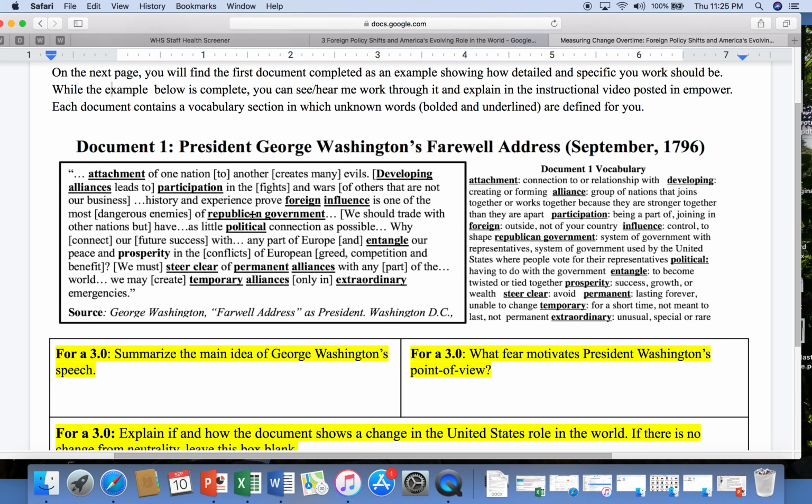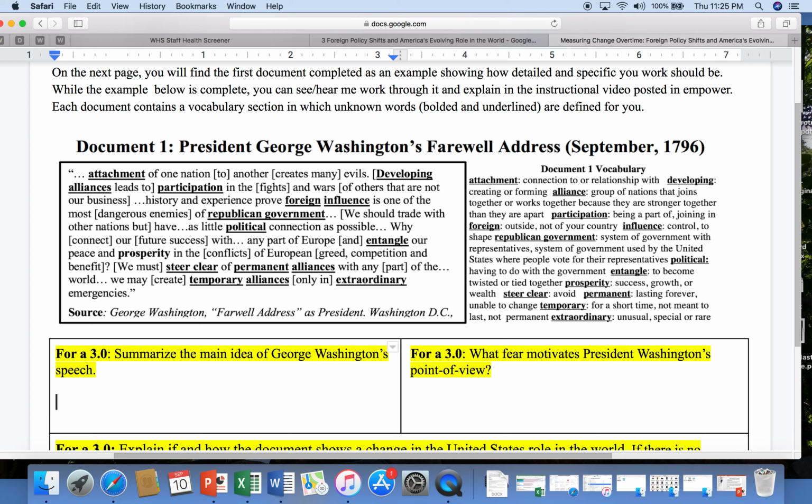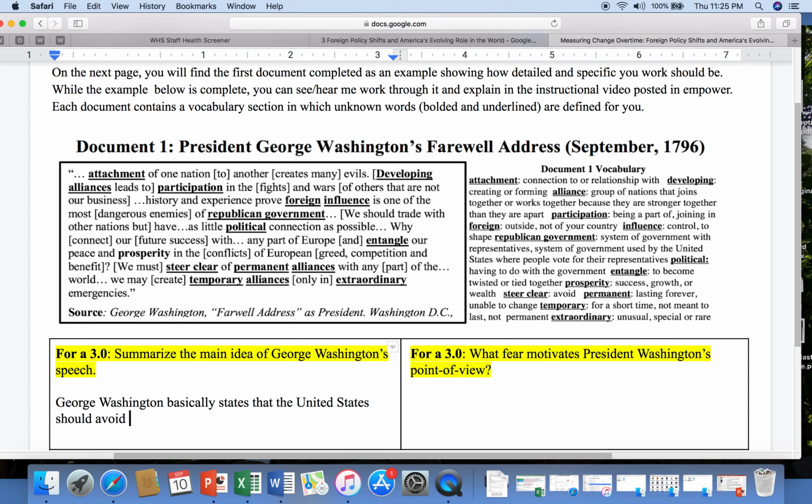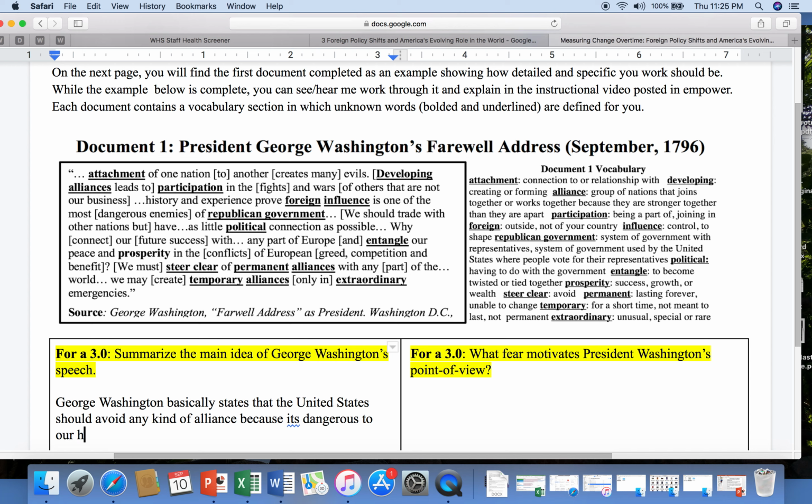Okay? So I think what he's getting at here is, I've reread this a second time. If I go down here into the box, I think that what he's getting at is this idea that the United States shouldn't really be involved in alliances because they're dangerous. So George Washington basically states that the United States should avoid any kind of alliance because it's dangerous to our health as a nation.